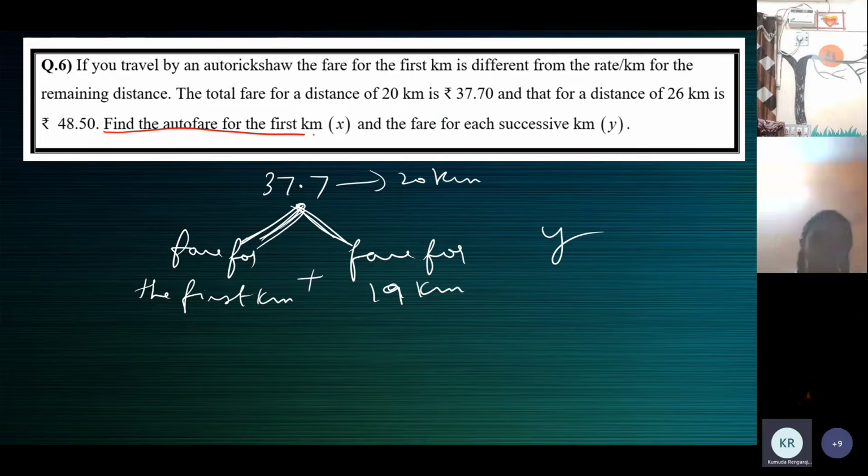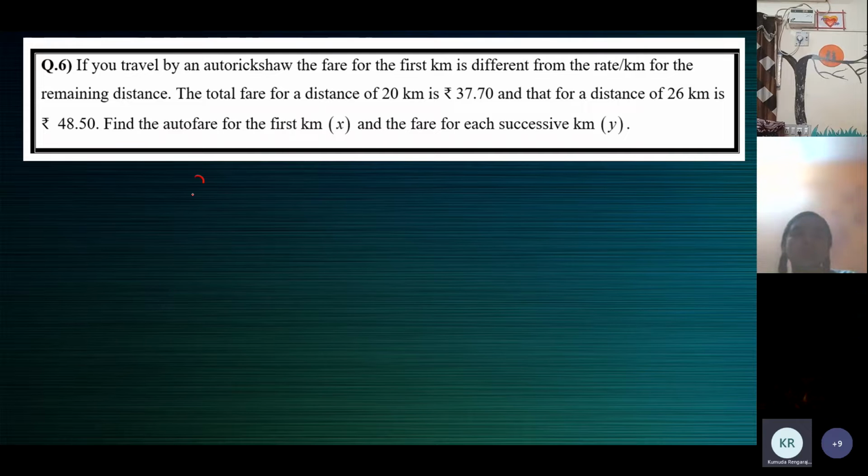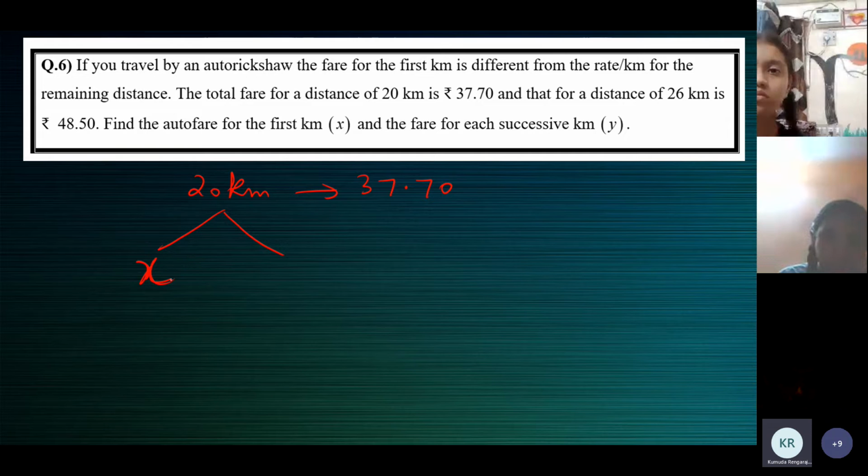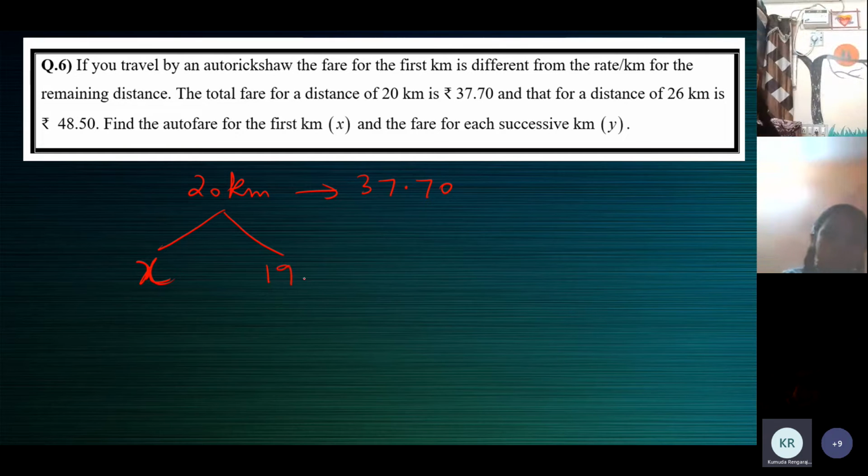Find the auto fare for the first kilometer and the fare for each successive kilometer. So for 20 kilometers, you have paid the automan 37 rupees 70 paise. He's charged you x rupees for the first kilometer. And for the remaining distance, why will you pay him again for 20 kilometers? For the first kilometer, he's charged you separately x rupees. Now for the remaining 19 kilometers, he'll charge you at the rate of y rupees per kilometer.